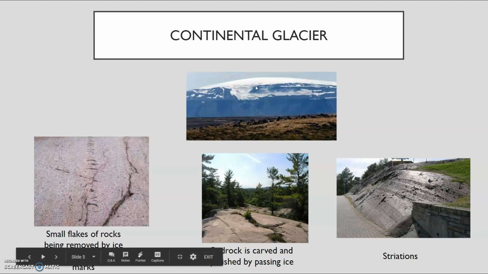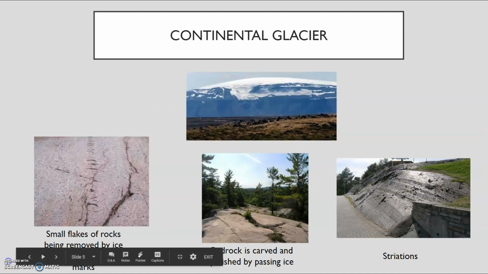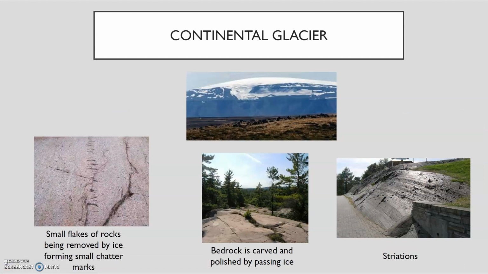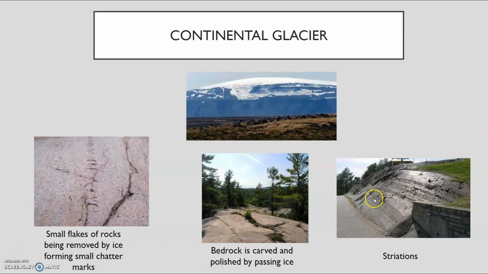They are much larger than alpine glaciers, but can also be more difficult to see how they erode the landscape. Sediments are scraped away, then exposed bedrock is carved and polished by passing ice. Striations are long, narrow scratches on bedrock surfaces. This helps identify the direction the glacier was moving. So here on the right, we have an example of what striations look like. This helps geologists know the way the glacier was moving.